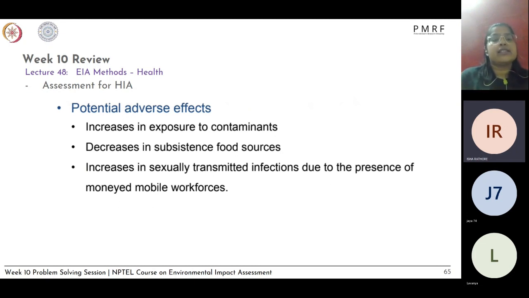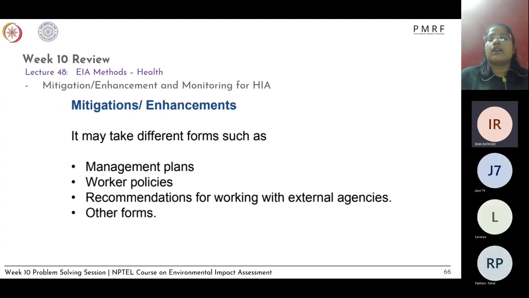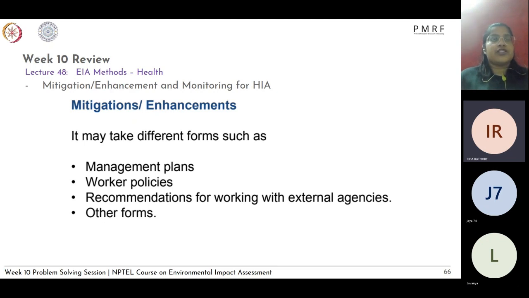In terms of assessing the effects, you can look at an increase in exposure to contaminants, decreases in subsistence and food sources, and an increase in sexually transmitted infections due to the presence of mobile workforces. These are just examples of adverse health effects. And for mitigations or enhancements, they can be in terms of management plans, worker policies, recommendations for working with external agencies, and other things. So these are the different types of mitigation efforts which you can propose in your HIA reports.